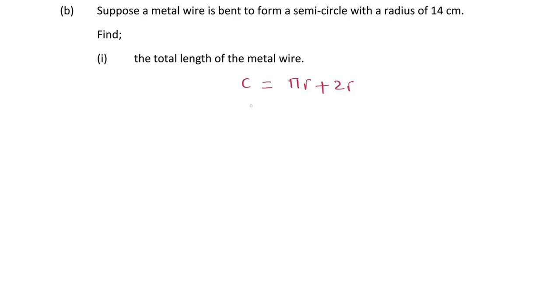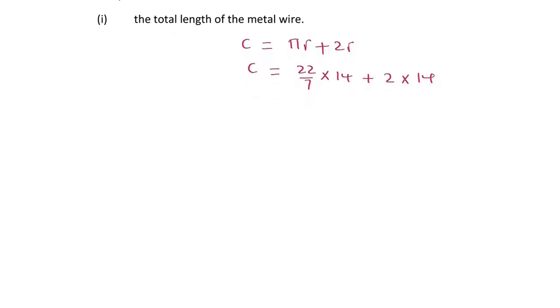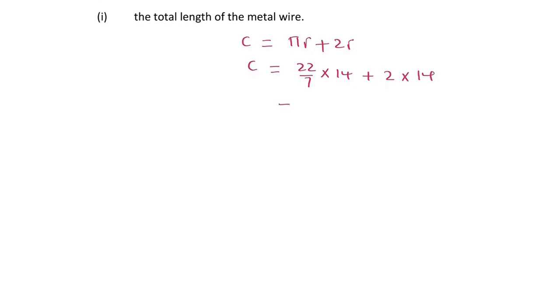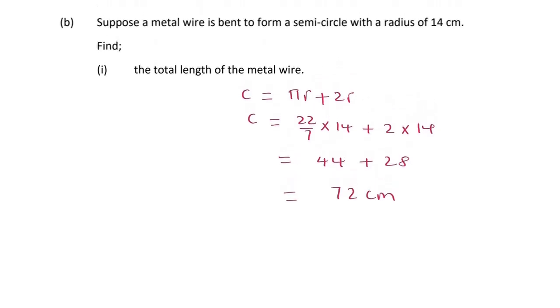Okay, so now let us substitute the values. Then our equation is going to be circumference equals to 22/7 times 14 plus 2 times 14. So computing first the multiplication, then our equation will be 44 plus 28. Solving this, we are having 72 centimeters. And this is going to be our answer.